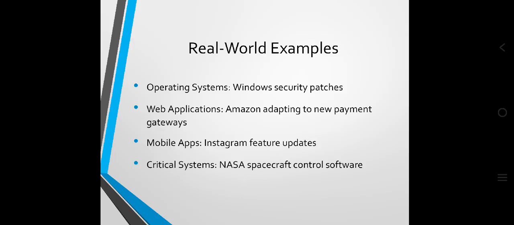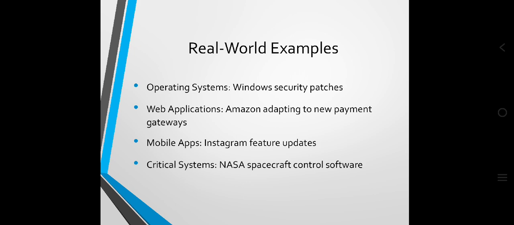Think about the operating system on your laptop or a phone. Microsoft releases regular Windows update patches that address security vulnerabilities and improve performance. These updates are a mix of corrective maintenance, which is fixing bugs, and perfective maintenance, which is making the system more efficient. This ongoing effort is crucial for protecting users from new security threats and keeping the system running smoothly. Now you understand corrective maintenance and perfective maintenance.